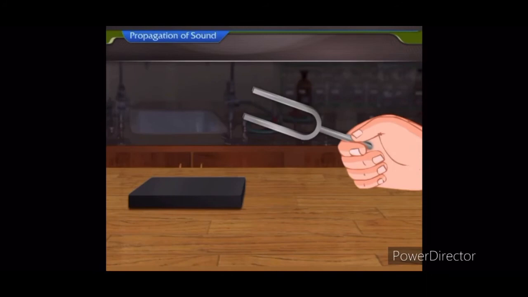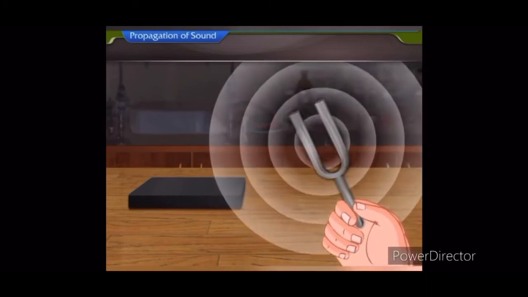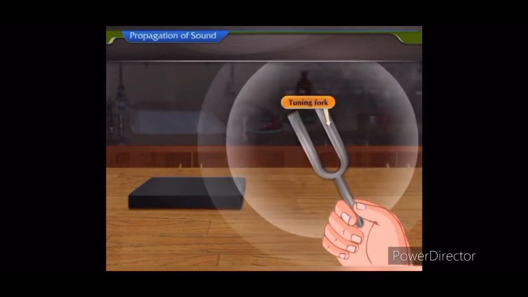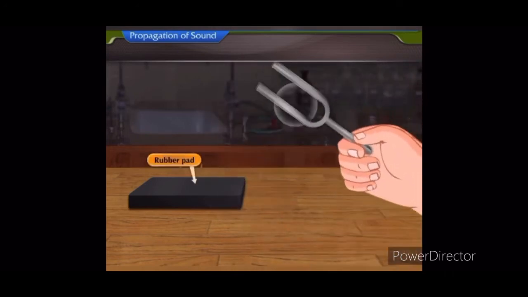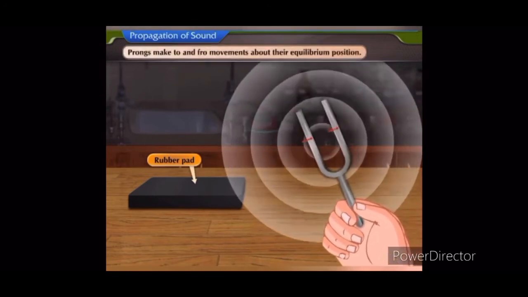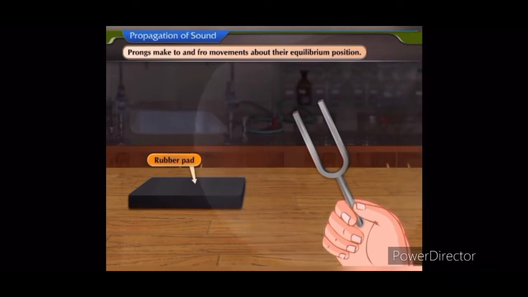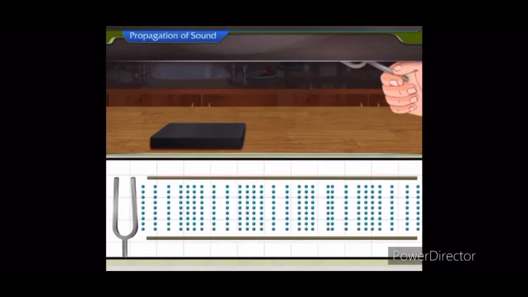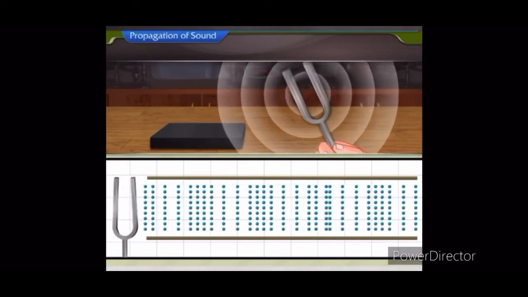Now let us understand how the sound propagates through a medium. When a tuning fork is set into vibrations by striking it with a rubber pad, the prongs make to and fro movements about their equilibrium position. Let us see in slow motion the movements of the prongs.